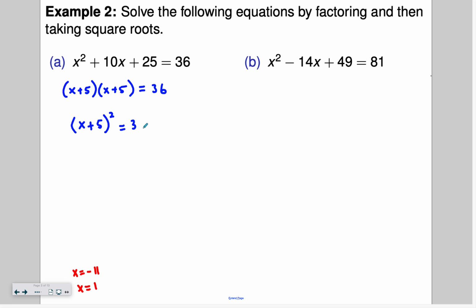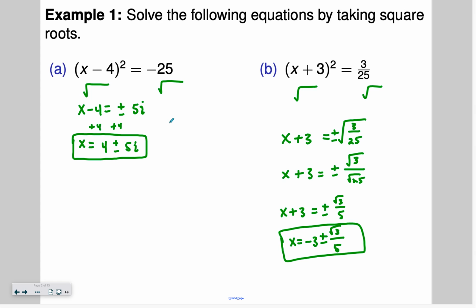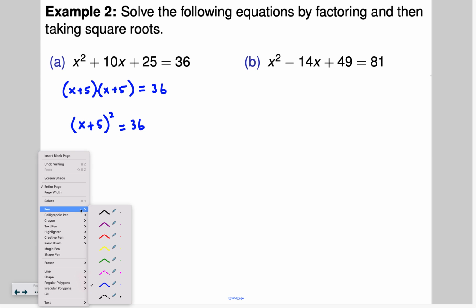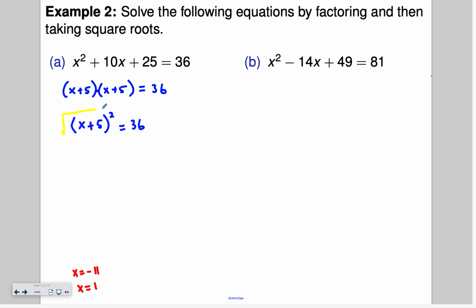So now I have just taken a quadratic that is not using the zero product property. I took the left side and I turned it into what's called a perfect square trinomial, right? I wrote it in its factored form and it had the two of the same factors, so we could write it as x plus 5 squared. Now this question is just like the questions I was doing before. It looks like something squared equals a number, which means I can take the square root of each side of the equation.